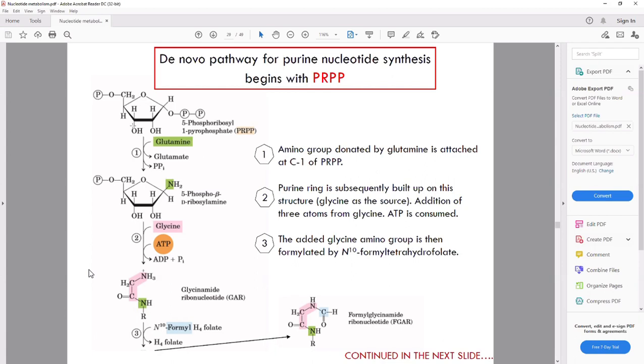So if at the moment we have a high concentration of AMP and GMP, this enzyme is going to be inhibited. So there will be no conversion of PRPP to PRA. So this is the first committed step in purine nucleotide synthesis.